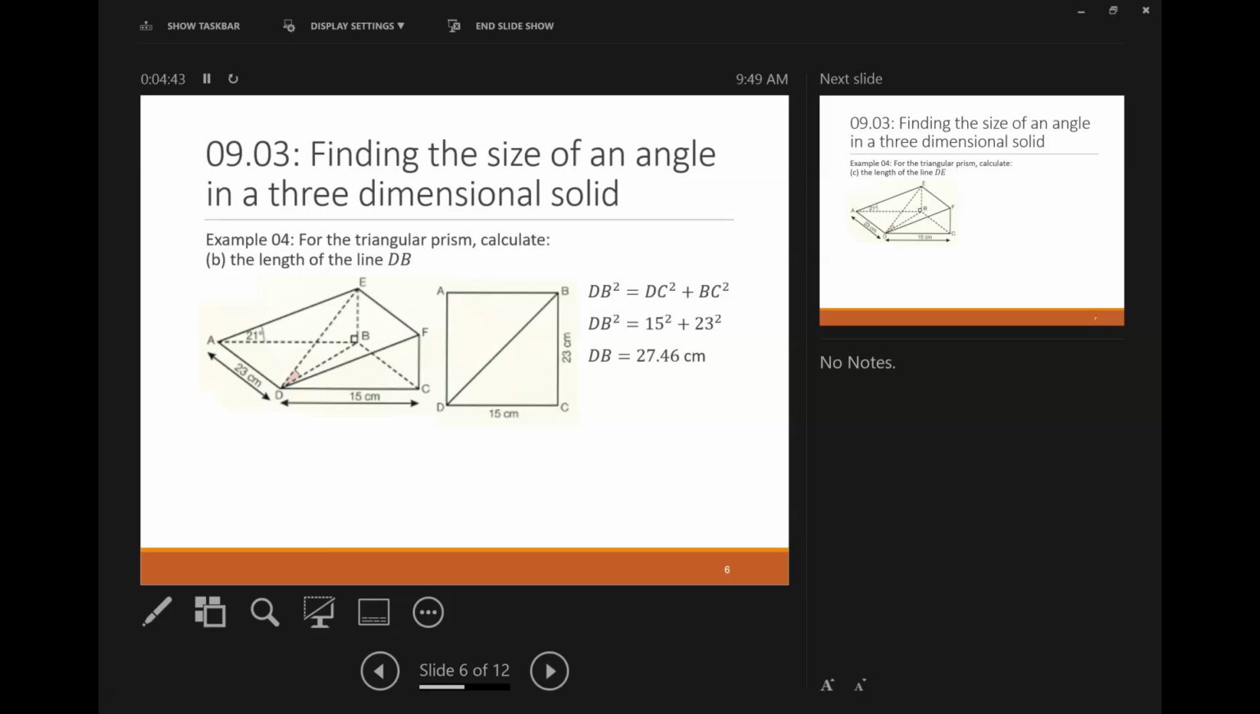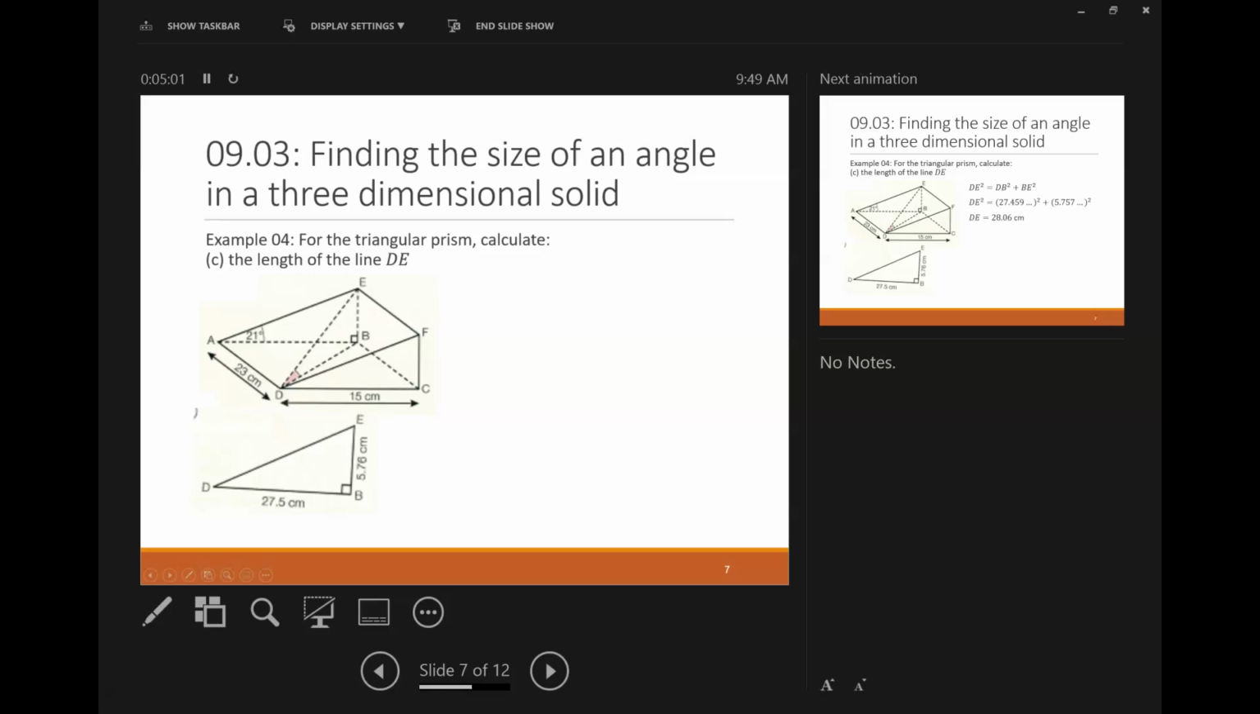Right? Now I know BD and I know EB. To find DE, I can use the Pythagorean theorem again, right? So the next thing we were looking for was DE. So I just took my previous two answers and then used the Pythagorean theorem again. Everybody okay there?